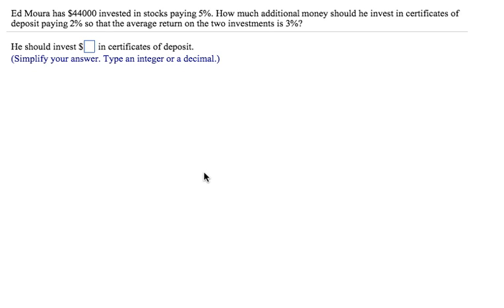So this is a challenging problem. In this problem, Ed Mora has $44,000 in stocks paying 5%. How much additional money should he invest in certificates of deposit, or CDs, paying 2% so that the average return on the two investments is 3%?